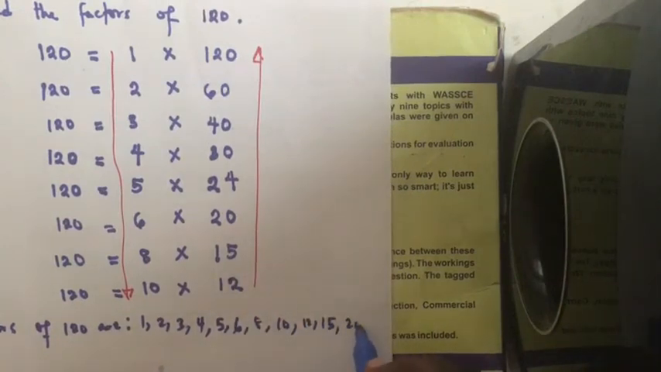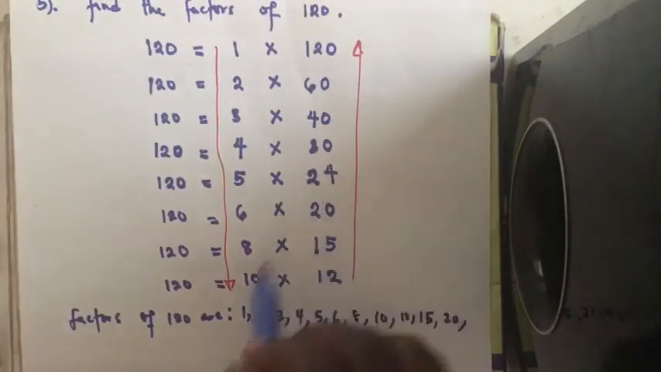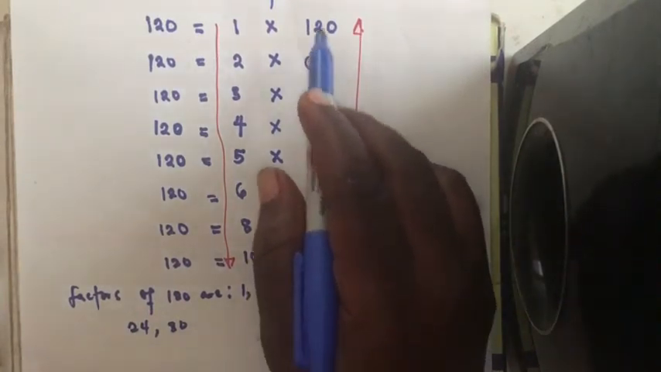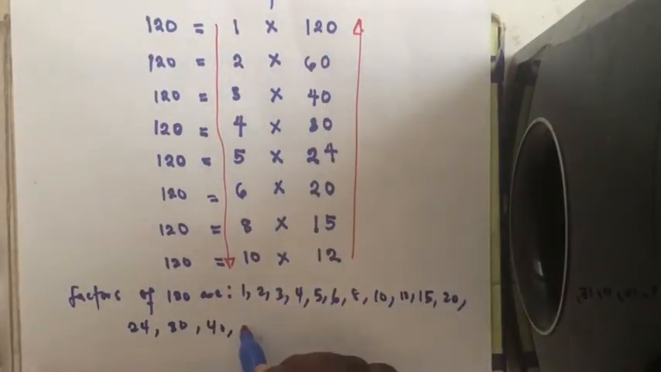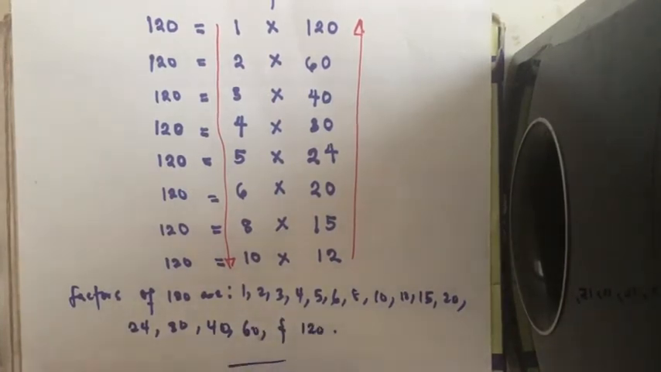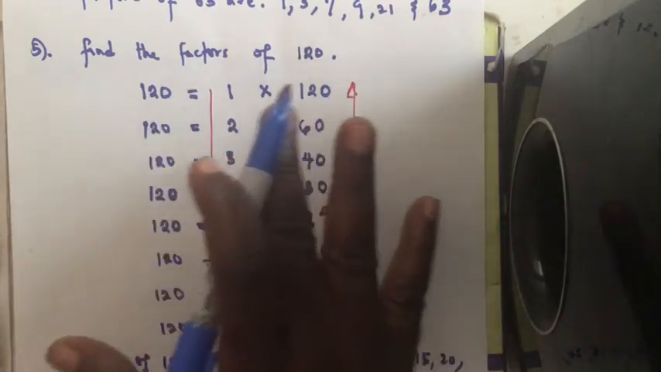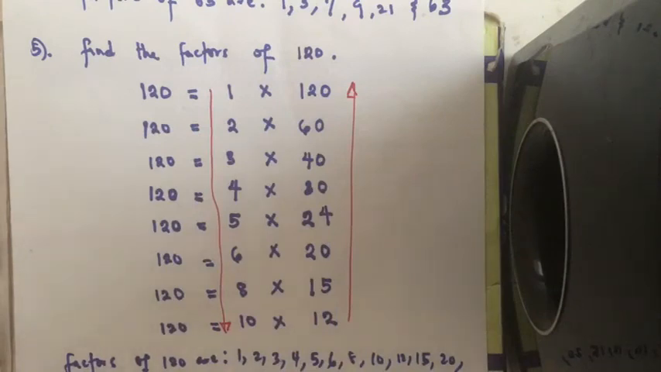24, 30, 40, 60, and 120. Can you see that? So that's the solution to this problem. If you have any question, you can send it directly to me via Prodigy. So this is how to find the factors of 120 using factor pairs.